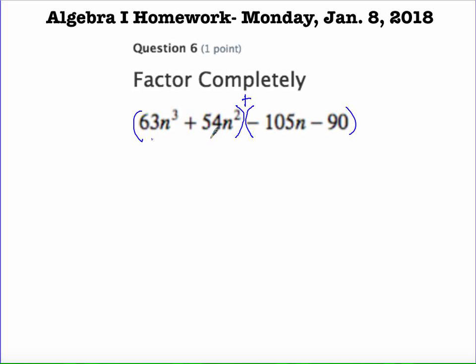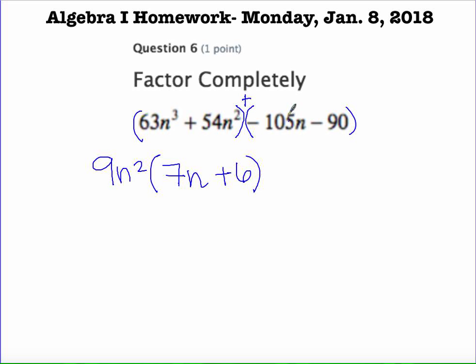Between 63 and 54, I know that 9 goes into both of them. N cubed and n squared, I can take out an n squared. So 63 divided by 9 is 7. N cubed over n squared would leave us with n. 54 divided by 9 is going to leave us with 6. N squared over n squared is gone.